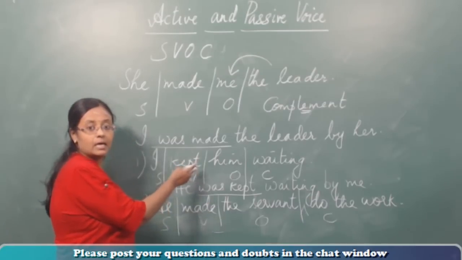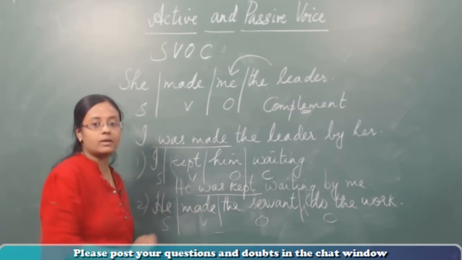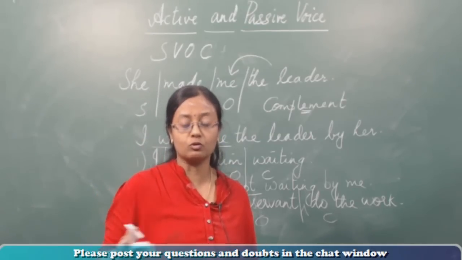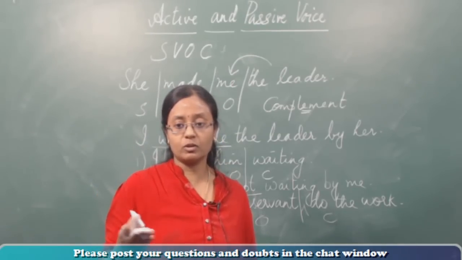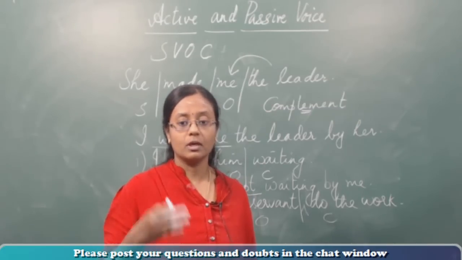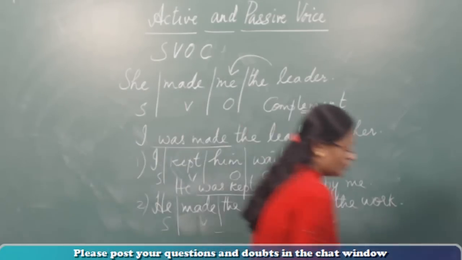Yes, the servant was made to do the work by him. Yes, that's right. Very good. The servant was made to do the work. There we have to use "to." We cannot say "the servant was made do the work," right? In the passive form, we have to use the word "to." The servant was made to do the work by him, right? Very good. That's right. Okay.